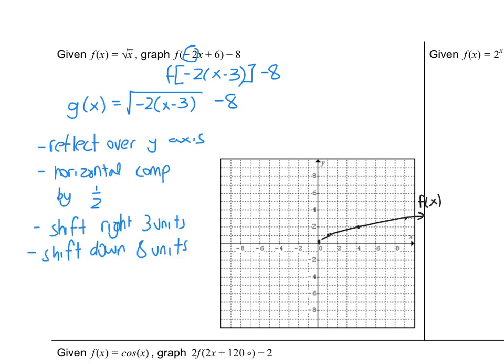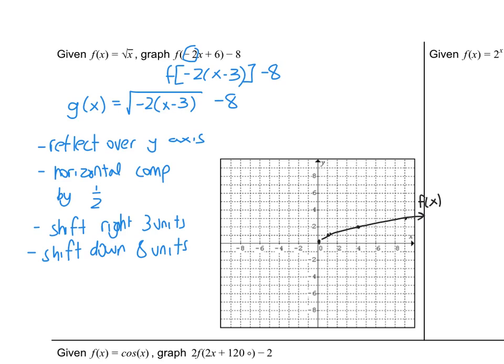Okay, so we should have a reflection over the y-axis, a horizontal compression by a half because we have to take that reciprocal, and make sure your compression factor is positive. The negative just tells us the reflection. Then shift to the right 3 and then down 8. So the k value, you can do it all at once.